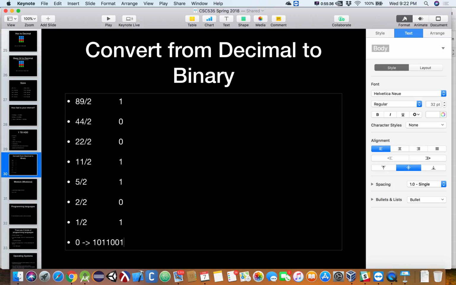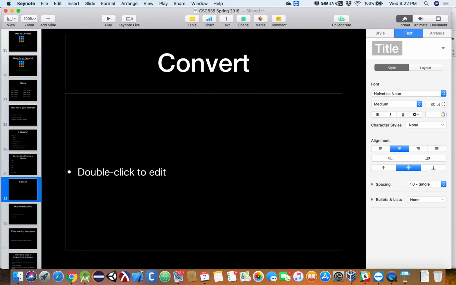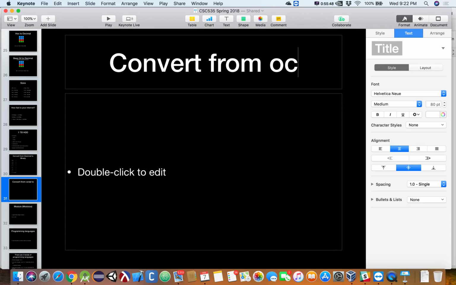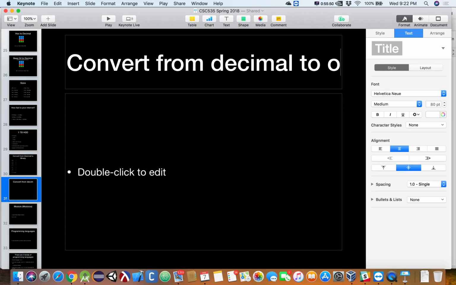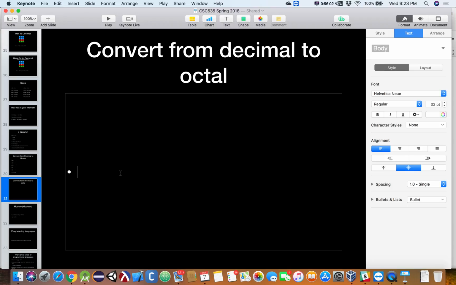What if I want to convert from decimal to octal? All these are going from decimal to another base. What we looked at before was going from another base to decimal. So if I want to go from decimal to octal, let's take a decimal number. We'll just do 89 again. So 89 from decimal to octal.